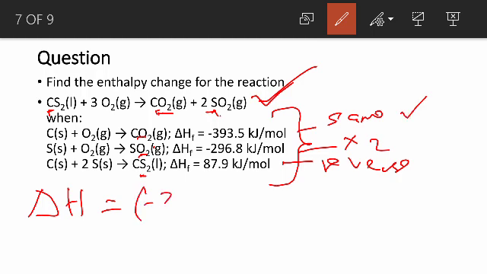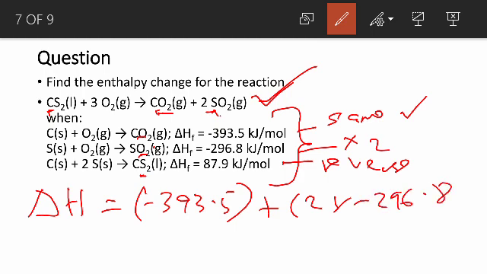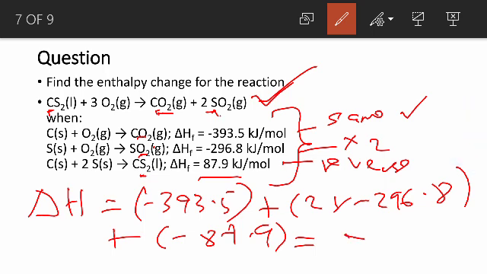I'll write it as minus 393.5. Now plus the second one, which I have to multiply by 2, so that would be 2 times minus 296.8. Then plus the third one, which I have to reverse. Reversing means I change the sign of the enthalpy. Since it is 87.9 here, it's now going to be minus 87.9. So if we use our calculator, we can see that the enthalpy of formation is minus 1075 kilojoules per mole. Okay, so that is quite easy.